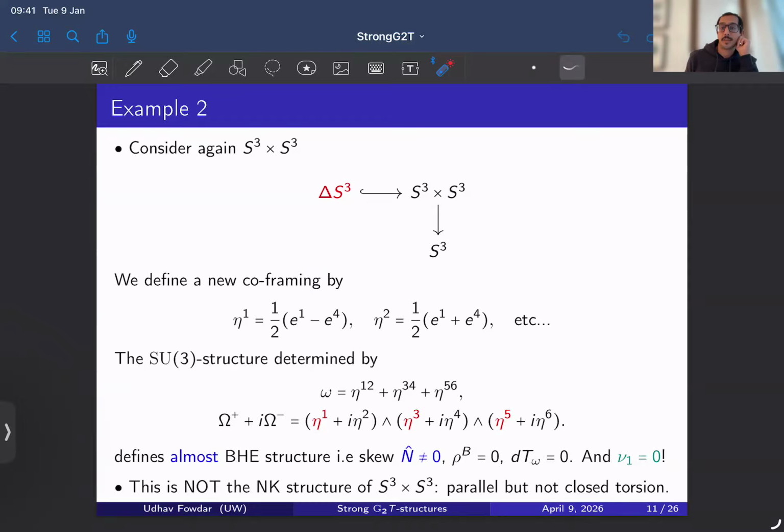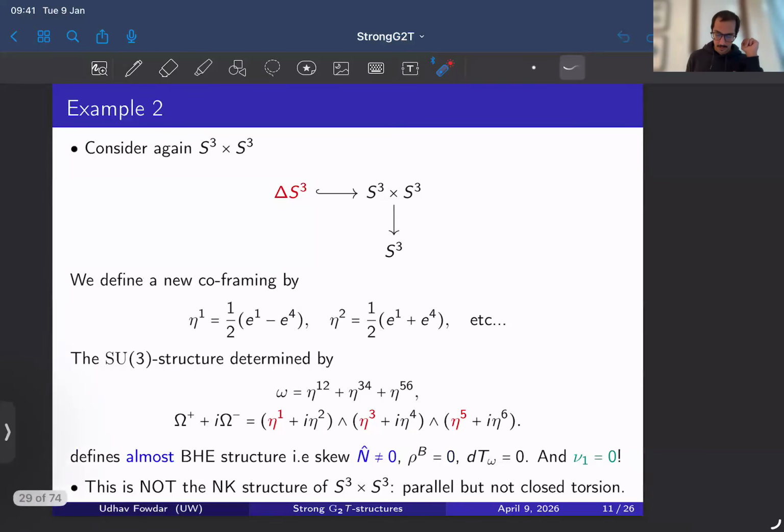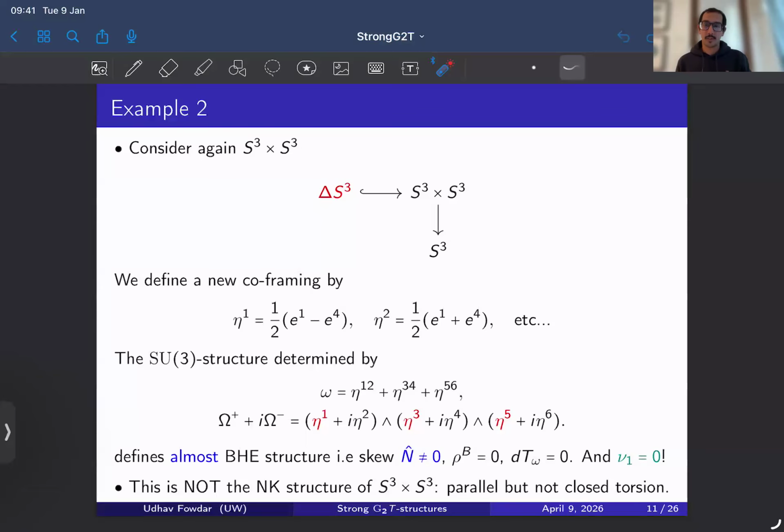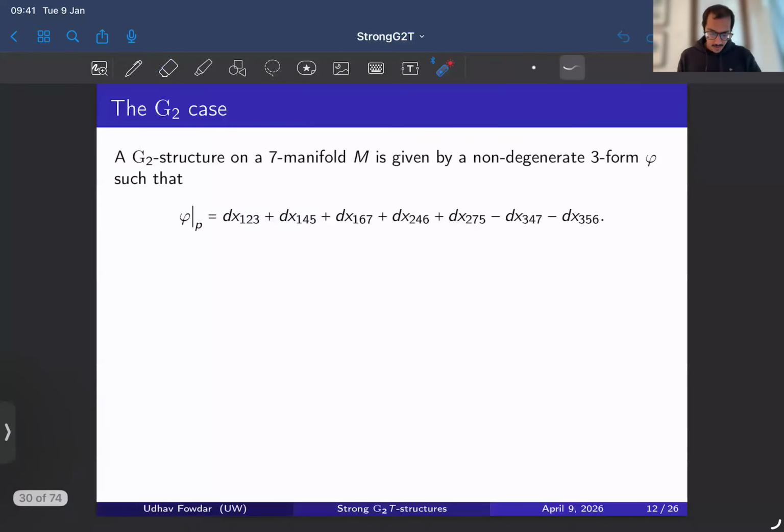SU3 structure on S3 cross S3. The complex structure, the almost complex structure is the same, but the metric is not the same. The metric in this case is a bi-invariant one. Okay, that's the sort of difference here. Okay, so any questions before I move to the G2 case? Okay, great. So let me now move to the case of G2 structures.